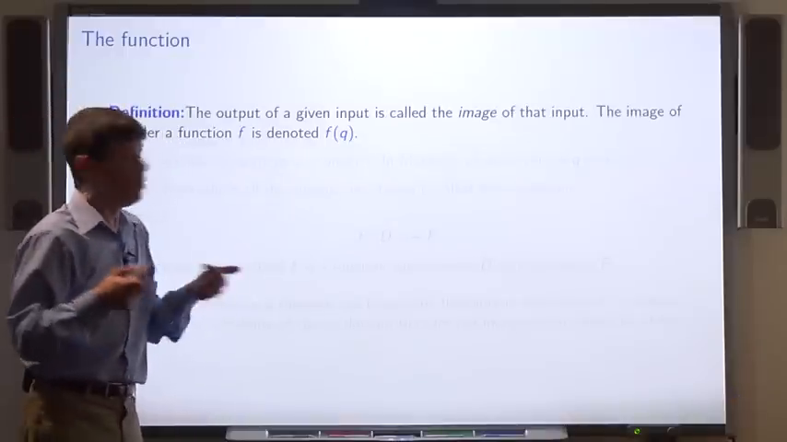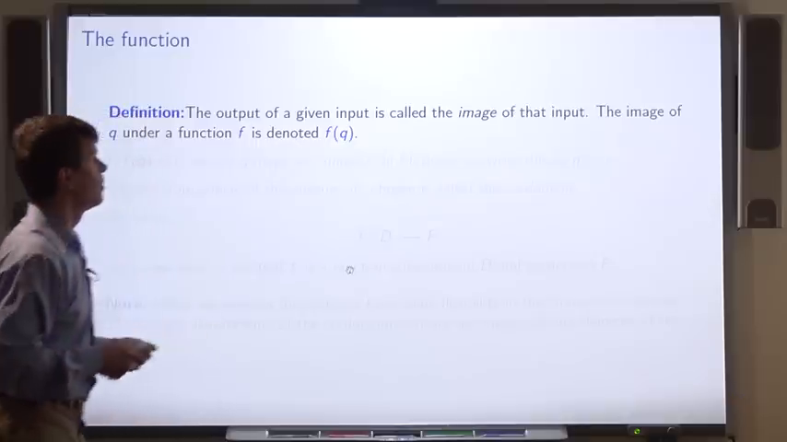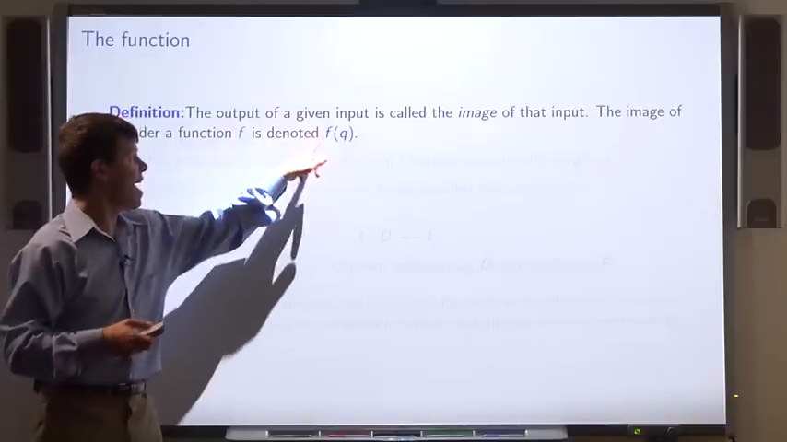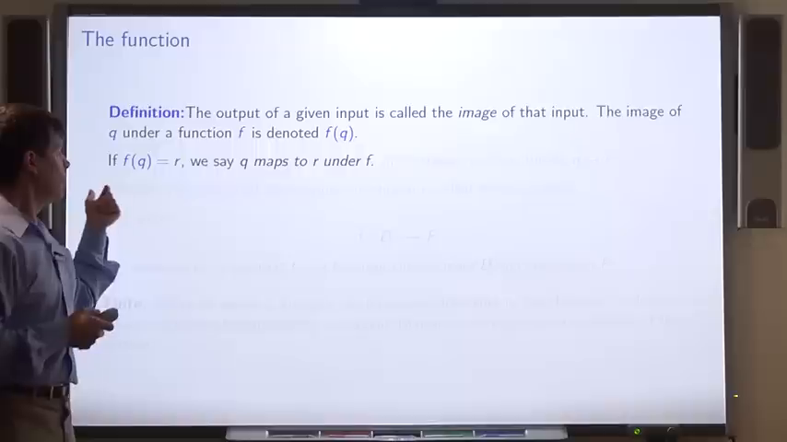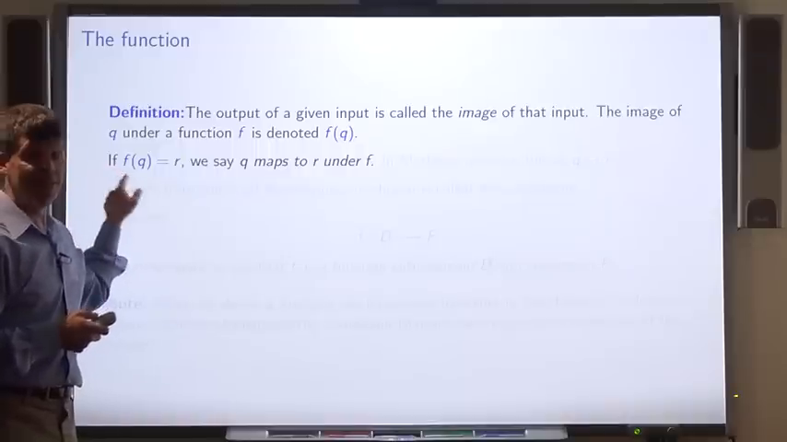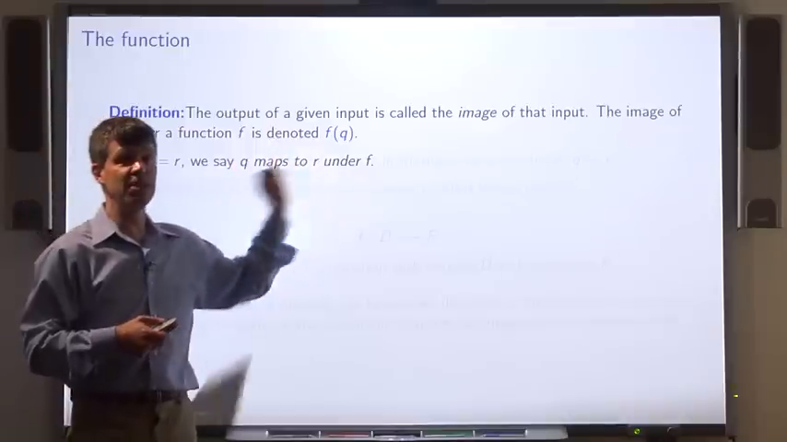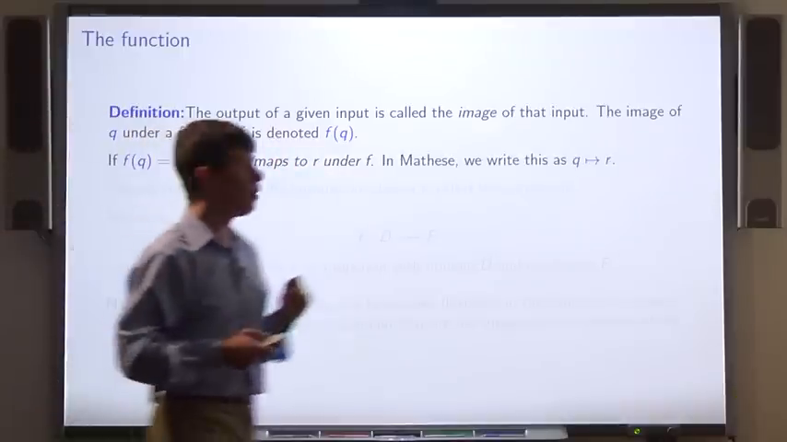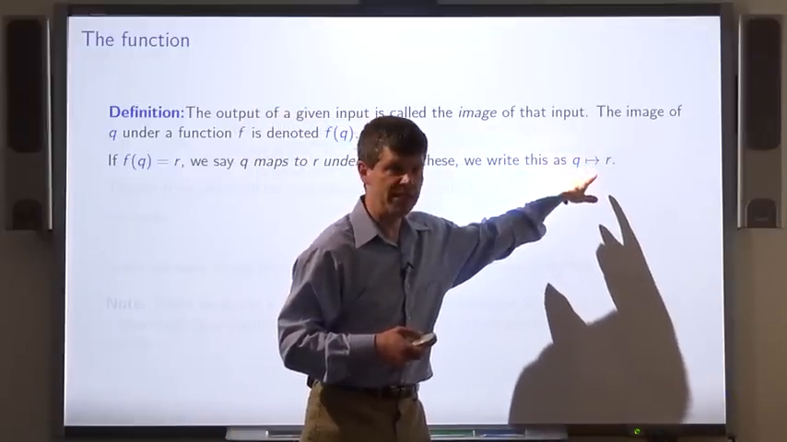Now, the output for a given input is called the image of that input under the function. The image of q under the function f is denoted f of q. This should all be very familiar. And if f of q equals r, we say that q maps to r under f. In Mathese, we write it this way: q maps to r. So this symbol represents "maps to."